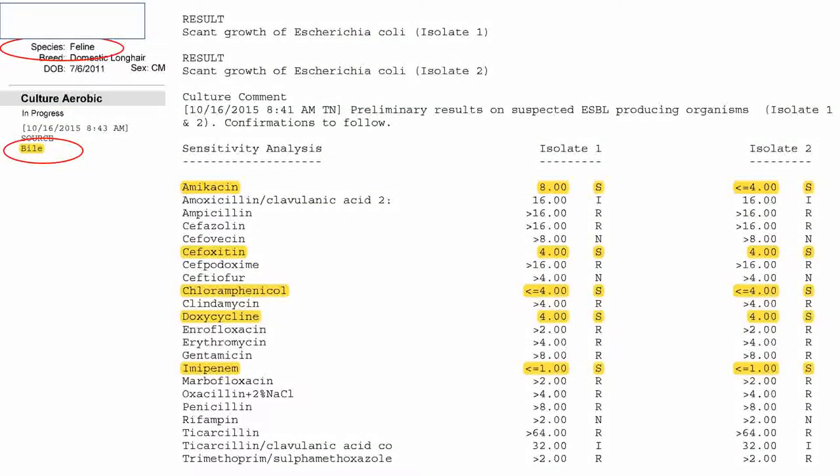Just a couple more. A former resident sent this to me. She's in a specialty practice in New York. But this is a cat that had a cholangiohepatitis, and the sample is from bile, two different E. coli's. And here I've gone through and already highlighted it, so I just pulled it in.